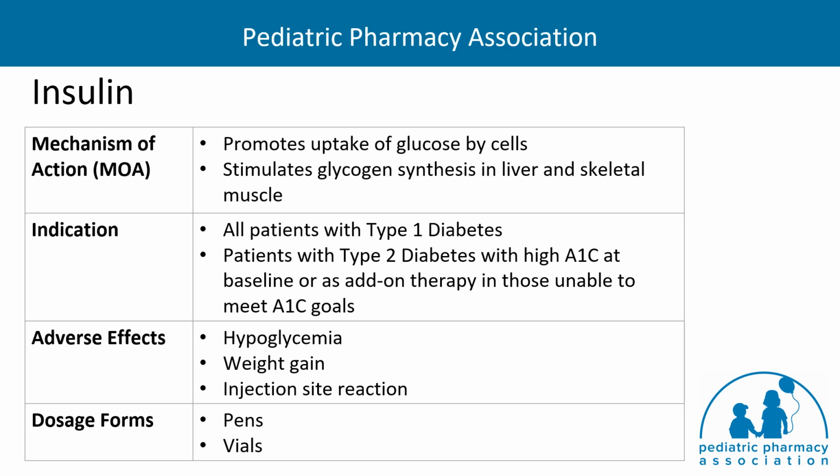In addition, insulin stimulates the cellular uptake of amino acids and increases cellular permeability to several ions, including potassium, magnesium, and phosphate. By activating sodium-potassium ATPases, insulin promotes the intracellular movement of potassium. Some adverse effects that we might note are hypoglycemia, weight gain, and injection site reactions. And there are 2 different dosage forms, including pens and vials.